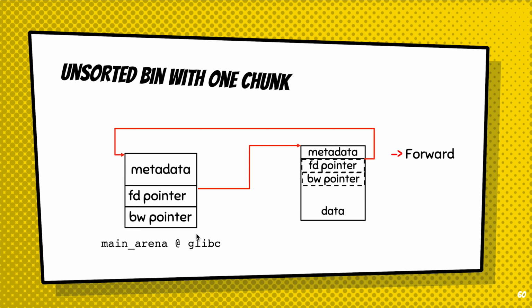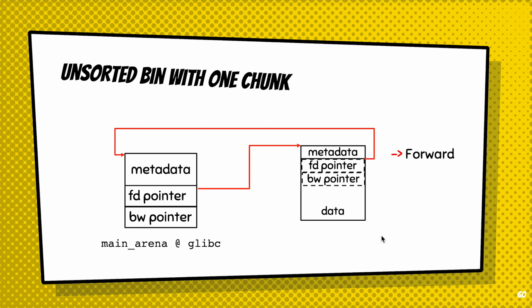And starting from this initial chunk, it will use the forward pointer to point to the free chunk. And actually, it will also use the backward pointer to point to the same chunk. But for ease of presentation, I'm not going to show the backward pointer. I only show the forward pointer in this case.